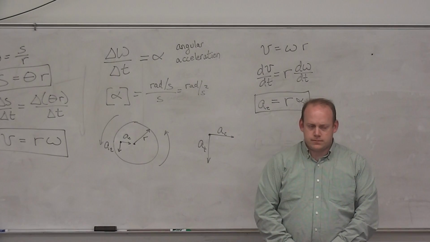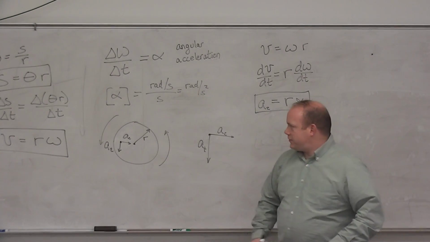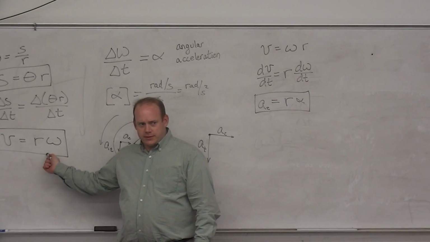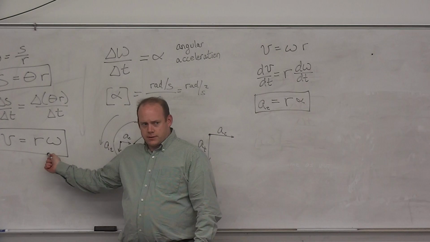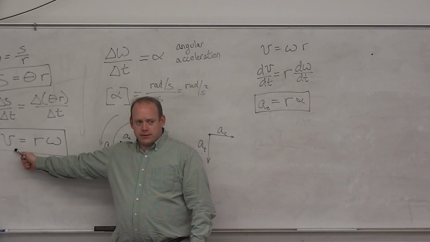Wasn't omega angular velocity though? Yes, omega is angular velocity. So what would v be then? V is your actual speed, your meters per second, how fast you're going.